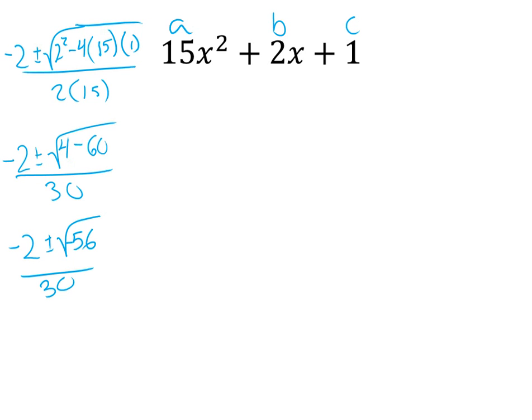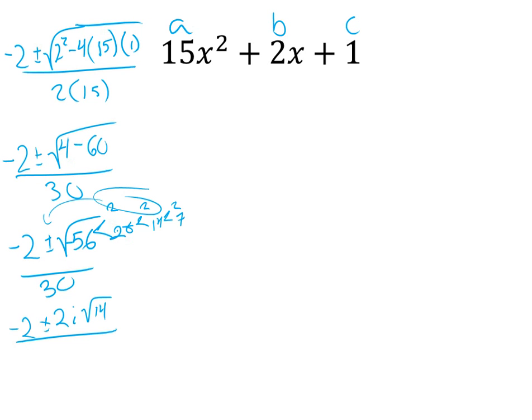Since you have a complex number and an imaginary number underneath, you're going to have to break this down. So 56 is 2 and 28, which breaks down to 2 and 14, which is 2 and 7. And as you see, a 2 will come out along with the i, giving us negative 2 plus or minus 2i square root 14 all over 30.